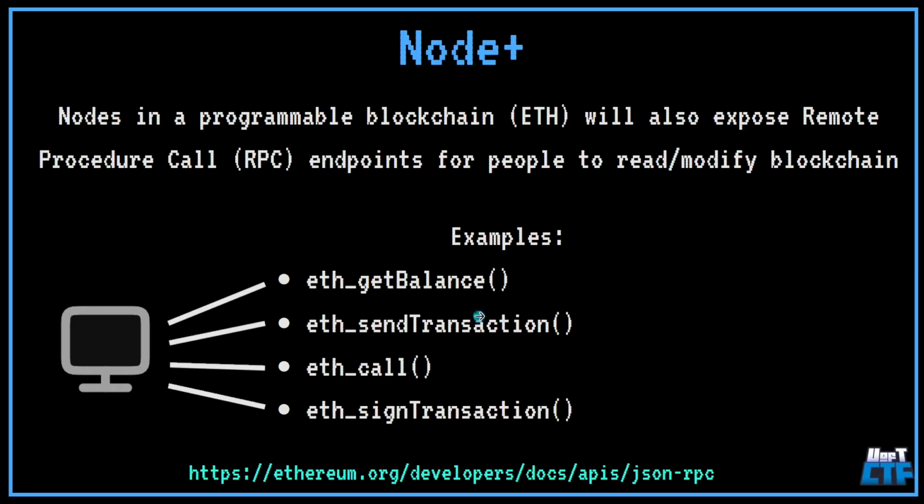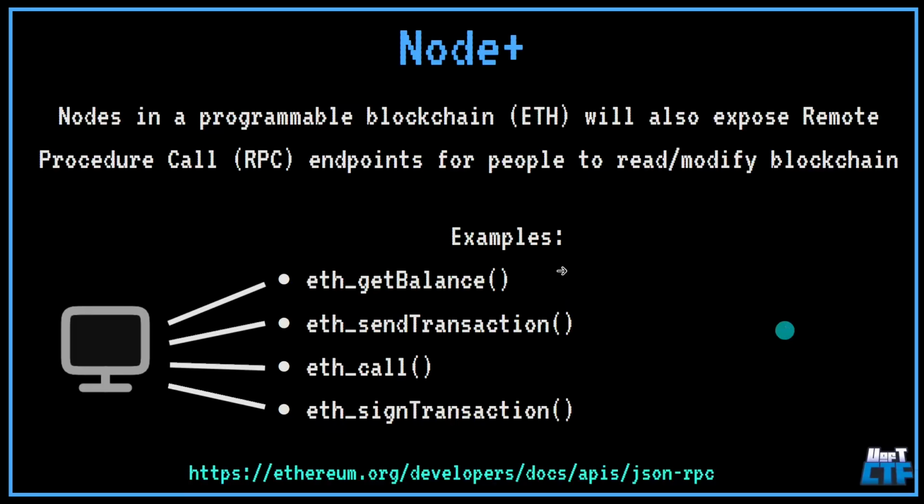So even if you're not running your own node, you can still communicate to a blockchain by sending a remote procedure call to someone else's node. And if they configure it, they can return you info about the blockchain, like the balances or the transactions that have previously happened on a blockchain.